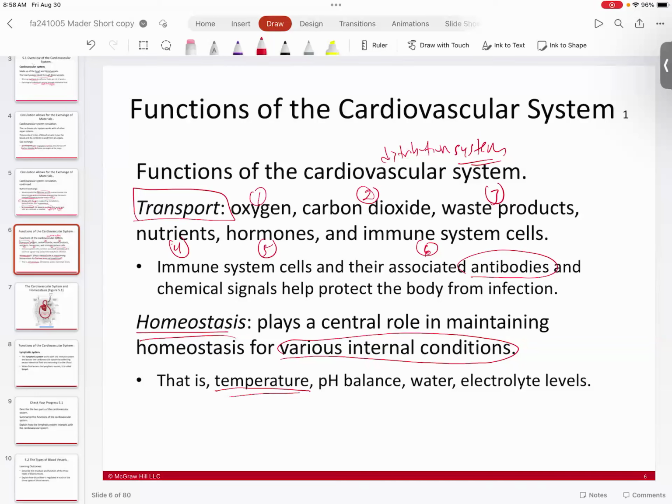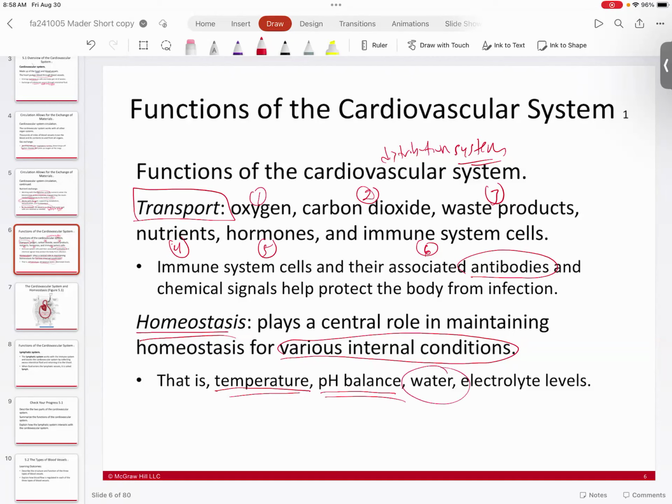And blood is cardiovascular system. So it has a lot to do with temperature balance, also pH balance. Your physiological pH is right around 7.4. And in order to maintain this, your cardiovascular system is constantly having to adjust the pH to make sure that it stays at that 7.4.